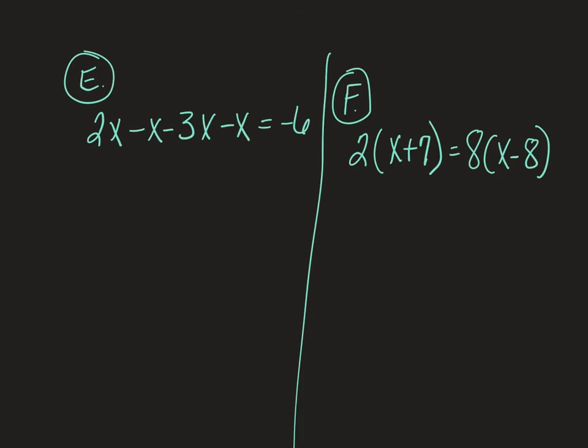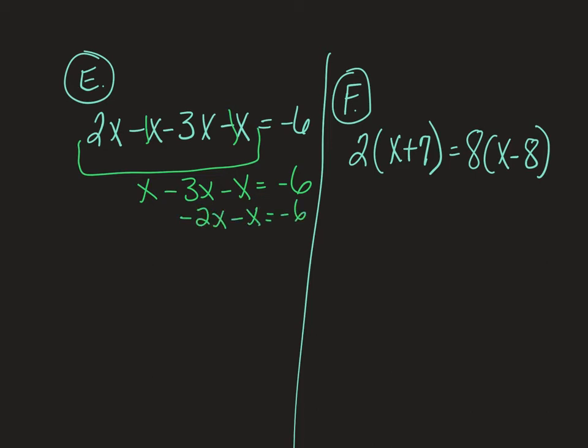Here we have several that we need to combine. All right, so we're just going to start from the left and move to the right. So 2x minus, remember, let's go ahead and put our invisibles there. 2x minus 1x would be x minus 3x minus x equals negative 6. X minus 3x would be a negative 2x minus x equals negative 6.